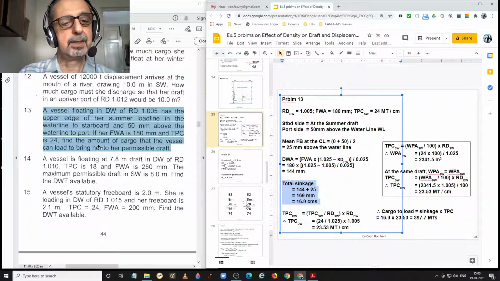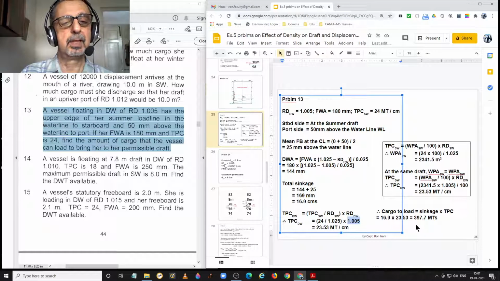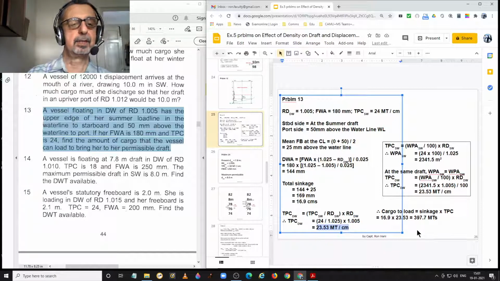Now the TPC is 24, and that is the TPC in salt water, which has to be converted to TPC in dock water. The easiest and the fastest way to convert your TPC from salt water to dock water is to divide the TPC by the relative density of salt water, 1.025, and multiply it by the relative density of the dock water, which in this case is 1.005. And you get that TPC equal to 23.53 metric tons per centimeter.